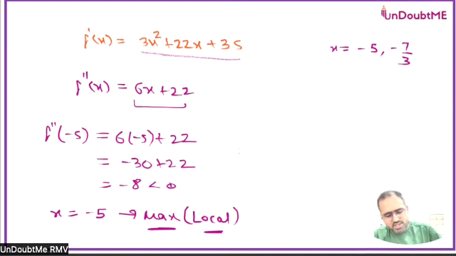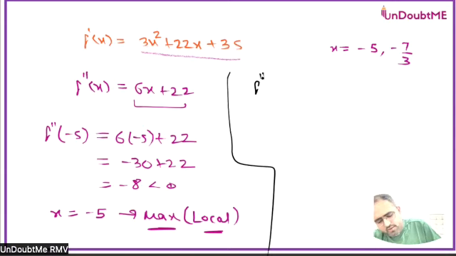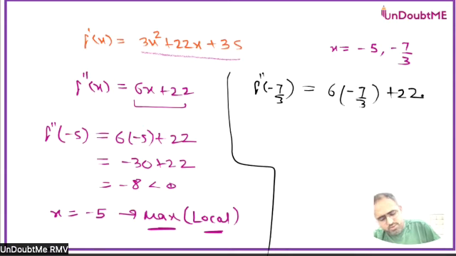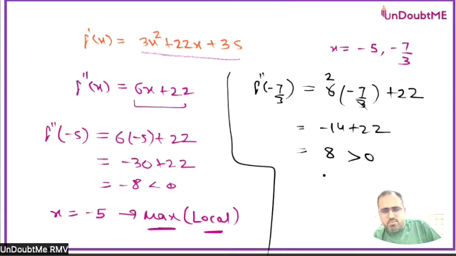So we can check the other point also. F double dash of minus 7 by 3. So 6 times minus 7 by 3 plus 22. It will be minus 14 plus 22, and this is 8, which is positive. Positive means x is equal to minus 7 by 3 is a point of minimum, or minimum means local minimum.